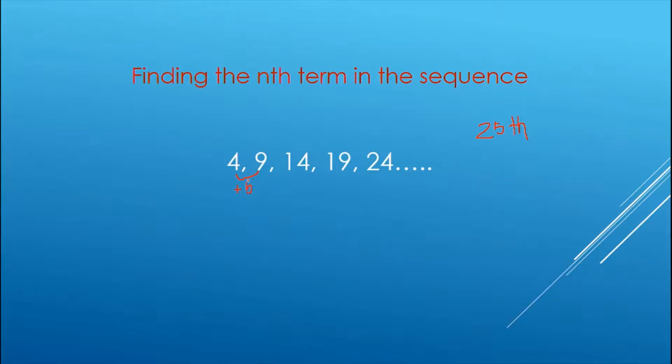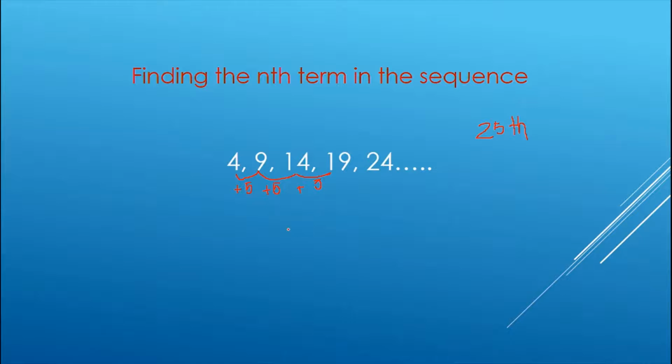What do we do to 9 to make it 14? Still, we add 5. So based on our rule here, the rule for this pattern is plus 5. So 14 plus 5 is 19. 19 plus 5 is 24. So this is our rule, plus 5.